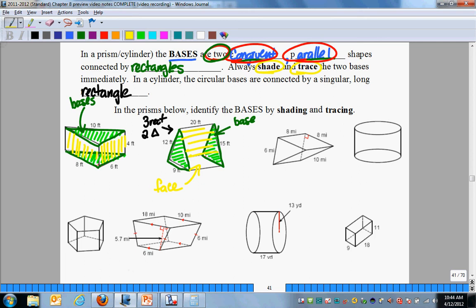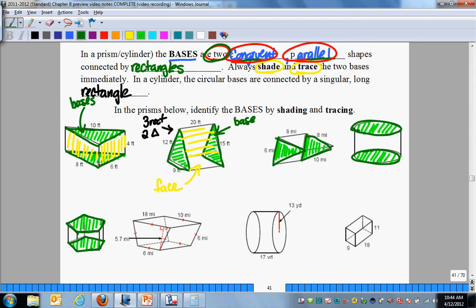Okay, let's see how you did. In this one, these 2 would be your bases. In this one, this would be your base, and that would be a base. Again, base does not mean bottom. 2 congruent shapes, parallel, connected by rectangles. Here, this would be your base, and this one. Trace and shade.